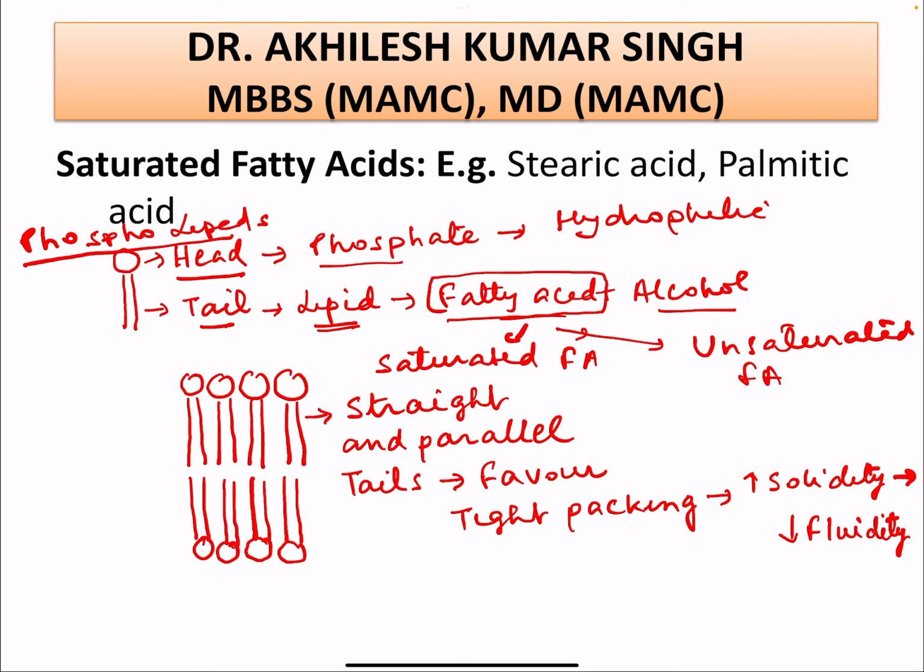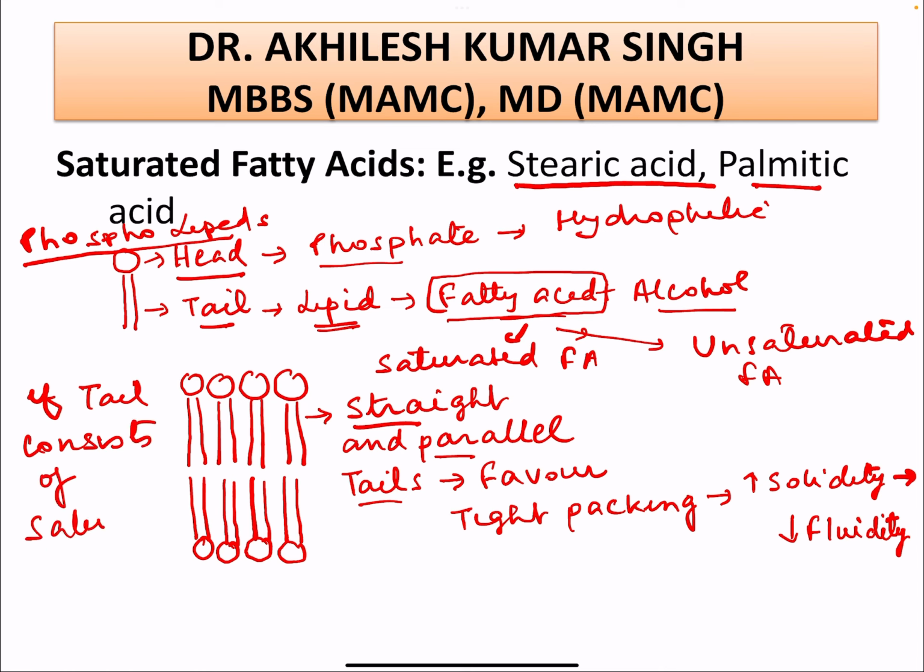Unsaturated fatty acids. Saturated fatty acids, for example, stearic acid and palmitic acid. When these saturated fatty acids are present in the lipid tail, the lipid tail will be straight and parallel. Examples of saturated fatty acid I just mentioned are stearic acid and palmitic acid. So if the tail consists of saturated fatty acid, the tail will be straight and parallel.